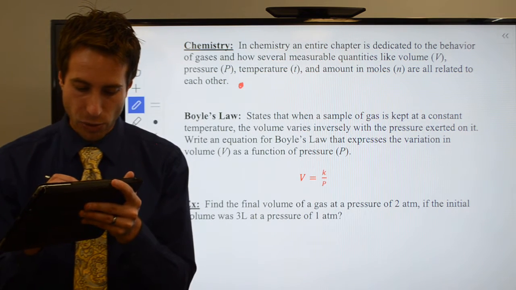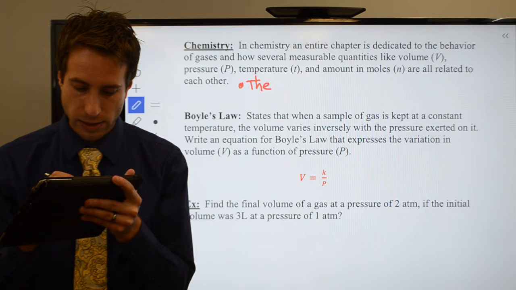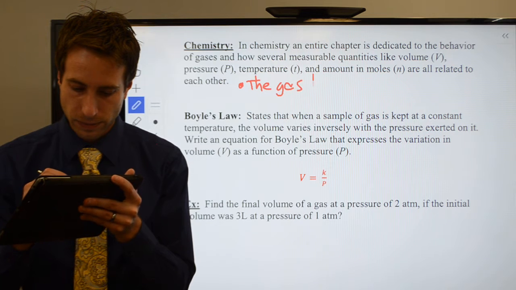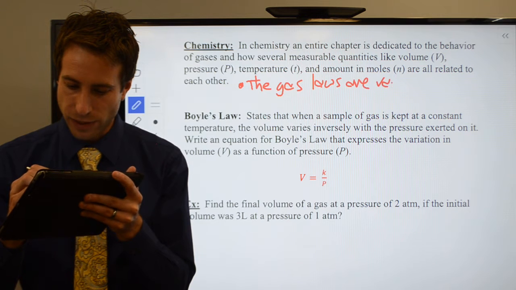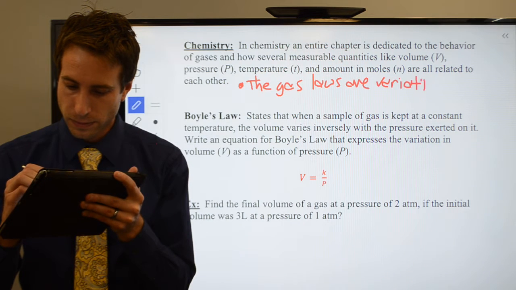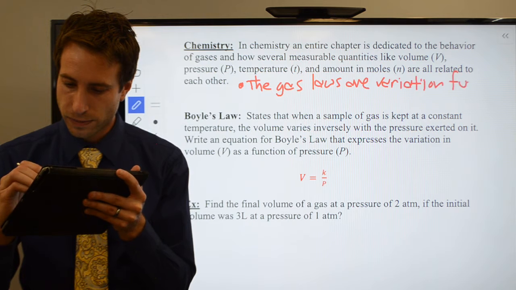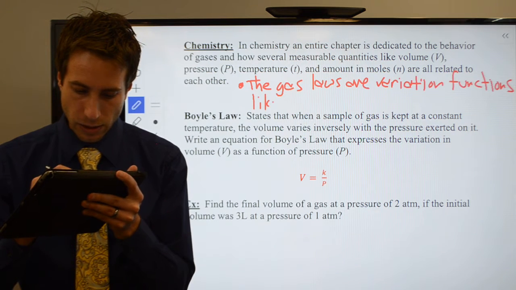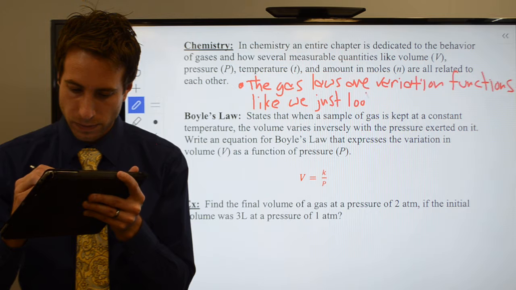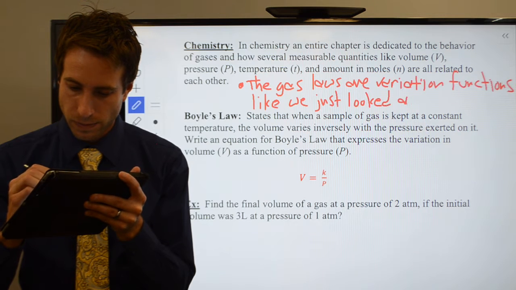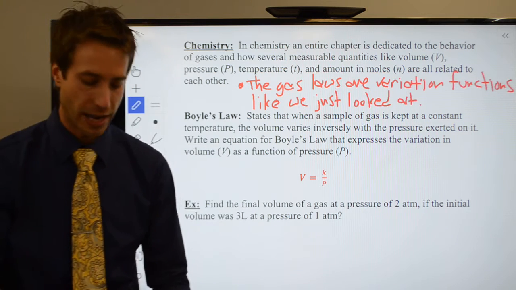So let me put right here, the gas laws are variation functions like we just looked at. Let me show you how this works.